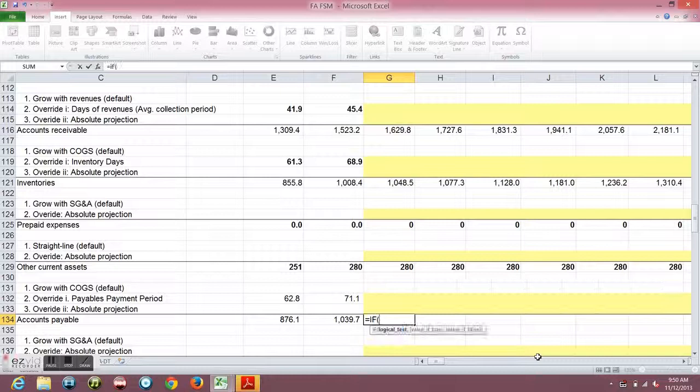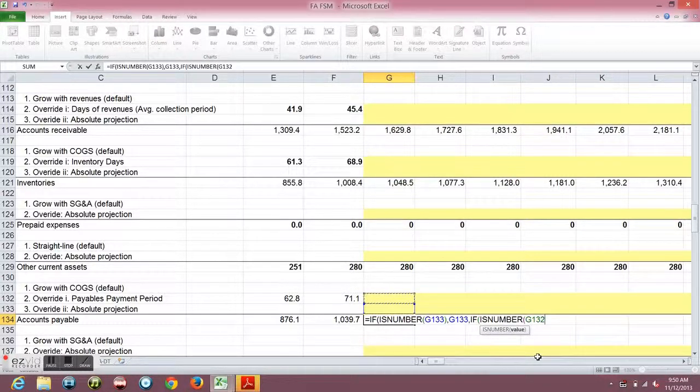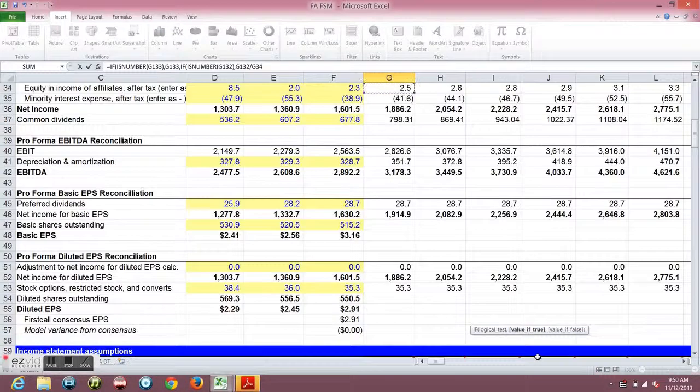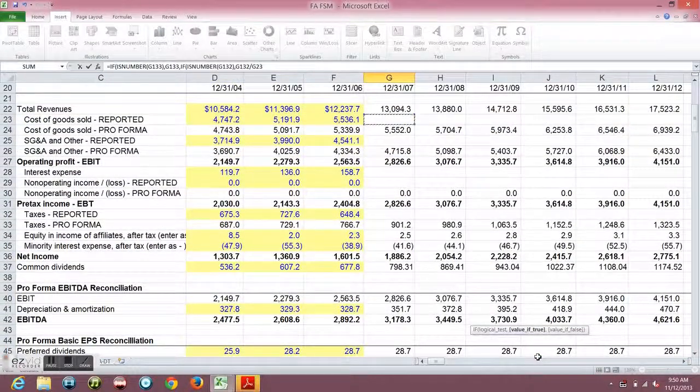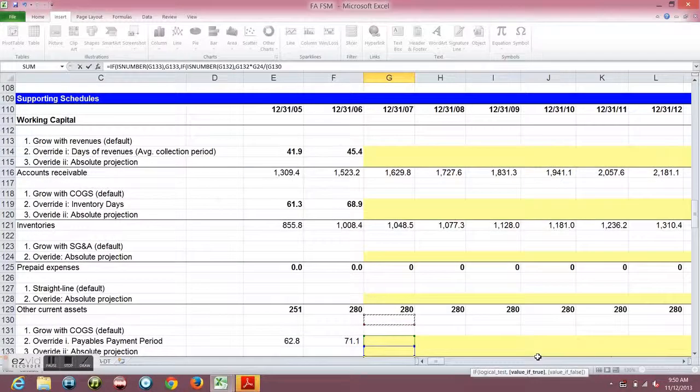There we go. Now we're going to create a three-pronged option over here. For this number, if there is an absolute projection, we're going to use the absolute projection. If that's not the case, we still have two other options we need to worry about. If we have a payment period number, we're going to reverse that calculation to find our accounts payable. Except we're dividing by COGS, we're going to multiply by COGS and divide by our period. So we're going to take our payment period number, then multiply by our COGS, sorry about that, and then divide by our period.